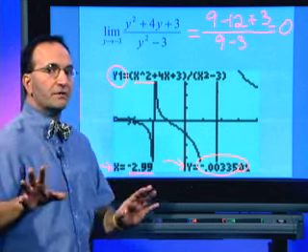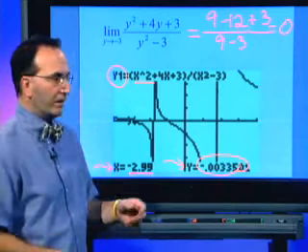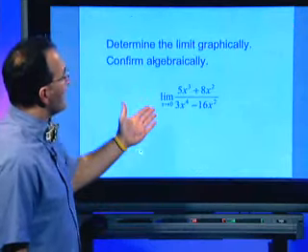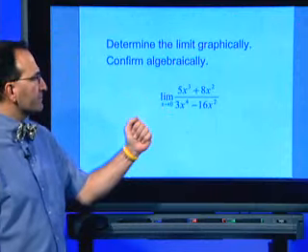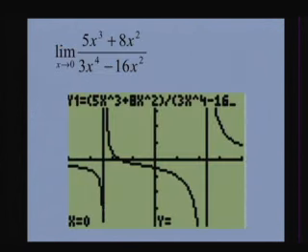But now, let's try another example, and this time determine the limit graphically first, and then support it algebraically. So let's take a look at the limit as x goes to 0 of 5x cubed plus 8x squared over 3x to the 4th minus 16x squared. The first thing I want to do is look at that graph. What we're interested in is the graph as x approaches 0. So when we look at this, right here, as x is approaching 0, what we see is that that's equal to negative 1/2.